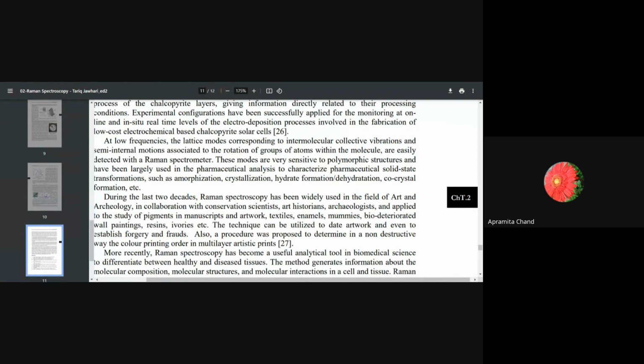Many kinds of pharmaceutical companies are also using Raman spectrometry to see the structural defects, how much the crystalline structure is there, whether any kind of hydrate formation is there, whether any kind of co-crystal formation is there or not. So here you can also use Raman spectra.